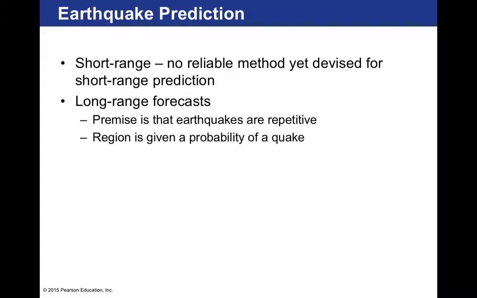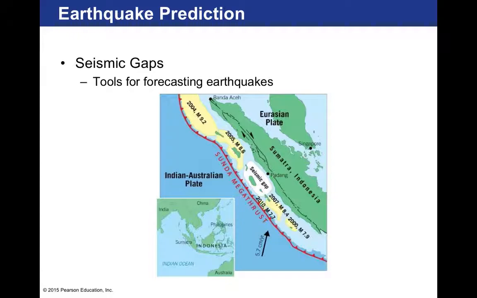Now, that doesn't sound very scientific, but it does tend to work if you look at the history of a specific region and how often earthquakes happen. So if you have a seismic gap, meaning you haven't had an earthquake in a while, you should probably prepare. If a region has one every 2 years, and it hasn't had one in 2 or 3 years, you're probably going to have one soon.